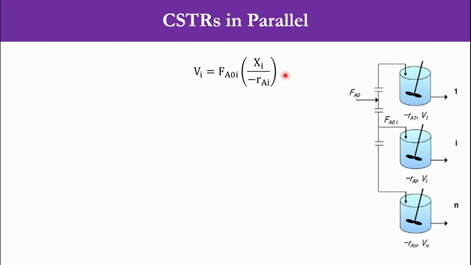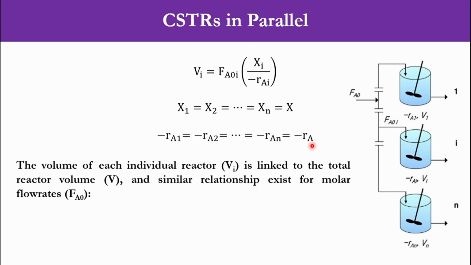So accordingly, we can specify the design equation for the CSTR as Vi is equal to FA0i Xi over minus Rai for i number of reactors in the system, while X1 is equal to X2 up to Xn is equal to X. We are assuming that the conversion in all of these reactors will remain the same. Obviously, if conversion remains the same, then the rate of reaction will always be the same: minus Ra1 is equal to minus Ra2 is equal to minus Ran is equal to minus Ra.